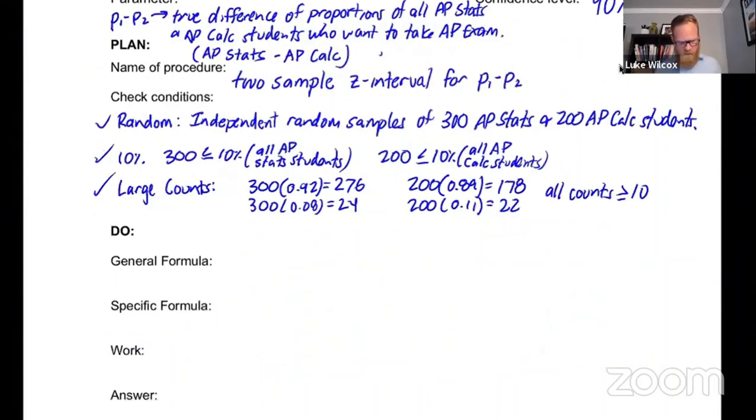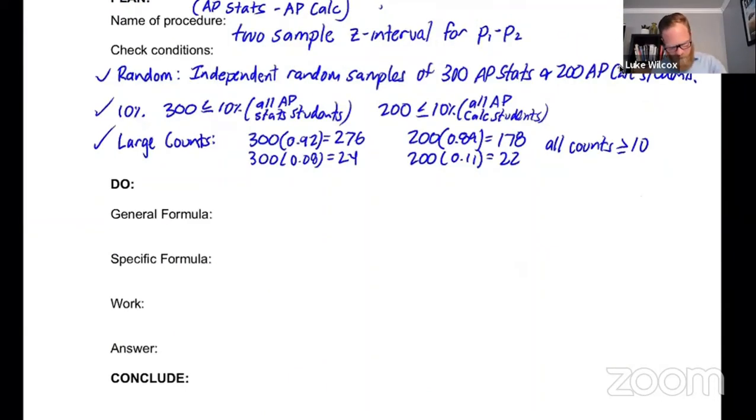Okay, let's move ahead to the general formula, which is going to look exactly the same as it did on the last interval: point estimate plus or minus margin of error. But then we have the other version of that general formula, which is the one that we get from the AP exam.